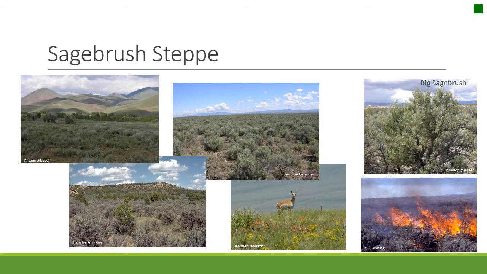Here's some examples of sagebrush steppe. It's called steppe because steppe is a grassland, so it's a mix of sagebrush and grassland. Quite a few different examples here. We'll talk about juniper invasion. We'll talk about some iconic animals such as the pronghorn.